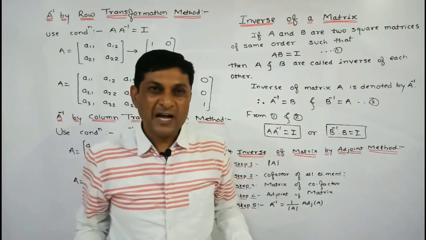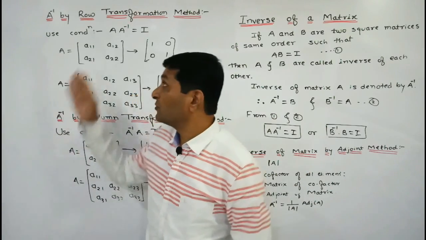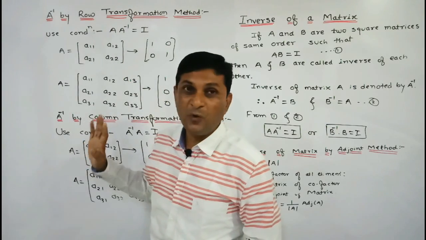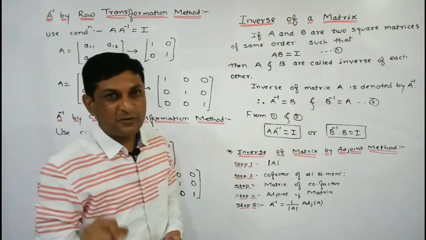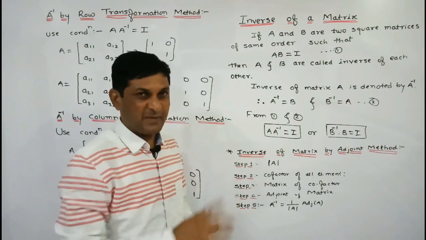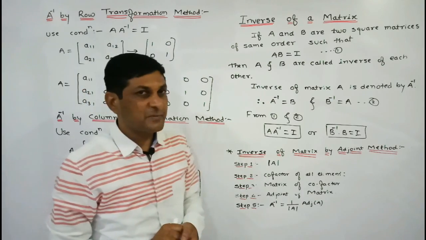Now a question can be asked: find the inverse of a matrix using the adjoint method, or using row transformation, or using column transformation. So first we are discussing how to find the inverse of a matrix by the adjoint method. In this case, there are some steps to find the inverse of a matrix by the adjoint method.